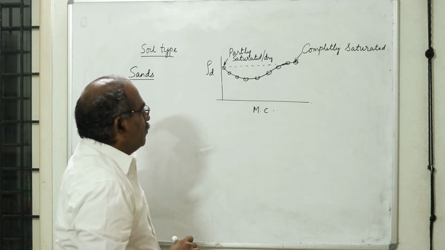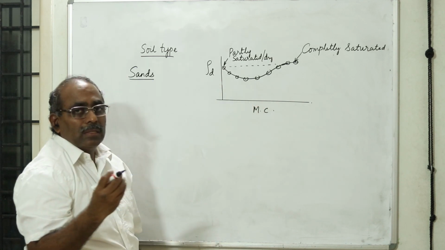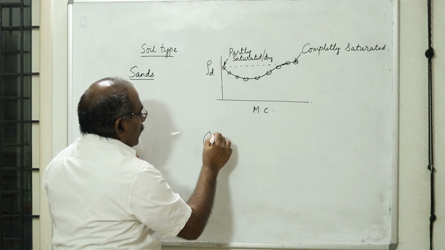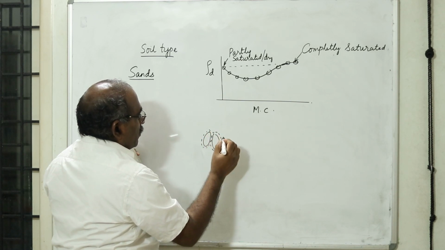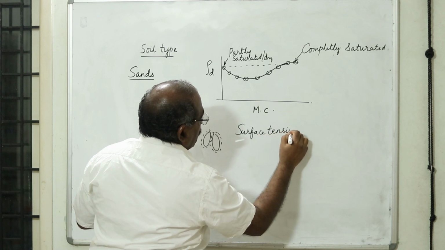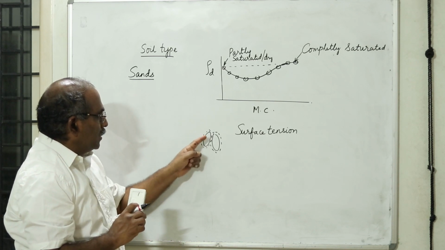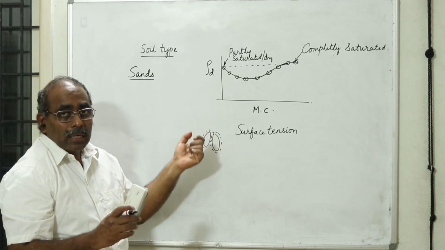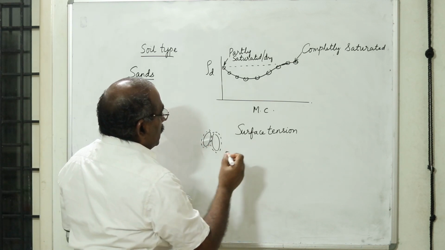Why do we have such an inverted shape curve for sand? As the moisture content increases, in the partly saturated condition, between the particles we will have a thin film of water, and this leads to surface tension. Because of the surface tension which comes into play between two dissimilar molecules, the sand particles and the water molecules, that prevents the particles from coming close to each other when you are trying to compact. Therefore we need to understand that this surface tension is playing a role here.